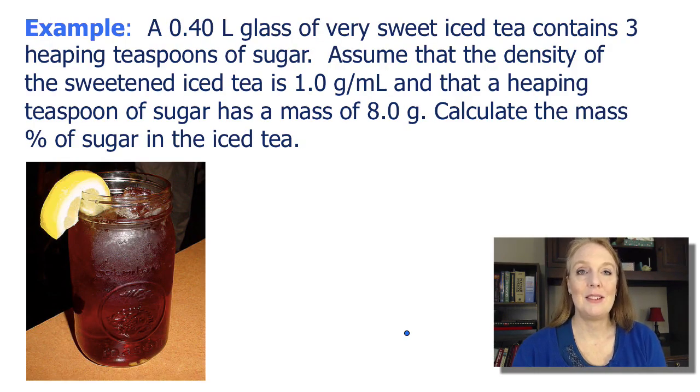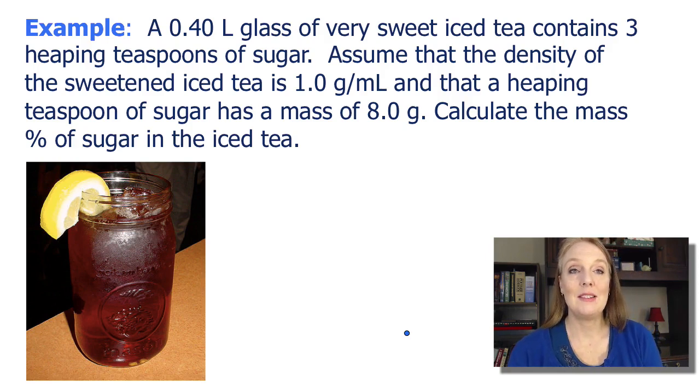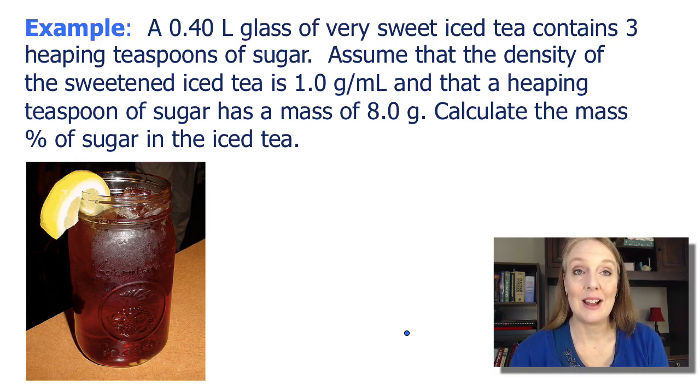Here's an example for us to try. We're going to calculate mass percent of sugar in this glass of iced tea. We're told that this 0.4 liter glass of very sweet tea, because we're in the South, contains 3 heaping teaspoons of sugar. Assume that the density of the sweetened iced tea solution is 1.0 grams per mL, and that a heaping teaspoon of sugar, which might not be a unit of measure you know, has a mass of 8 grams.